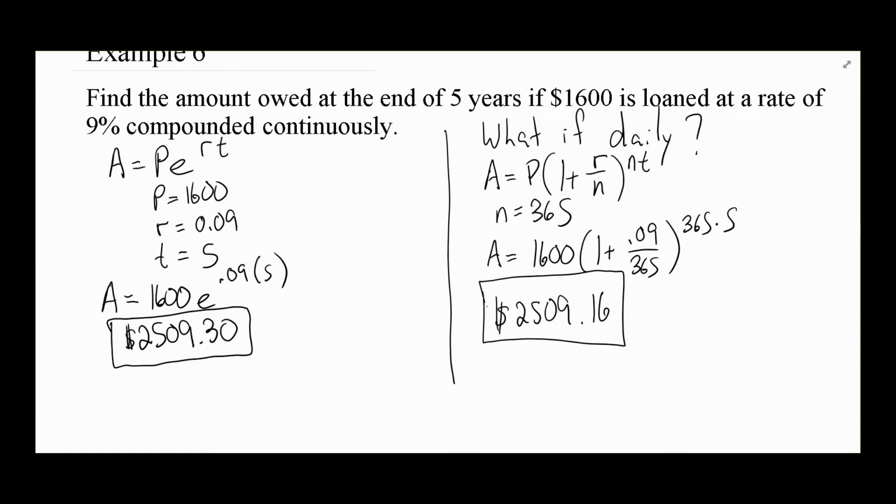But guess what? Might not sound like a lot to you, but I bet the bank is happy with that, because they're getting 3 cents off of each person. If they have 1 million people, that adds up. So it's something to think about when you're looking at the fine print on the loans that you're signing up for.